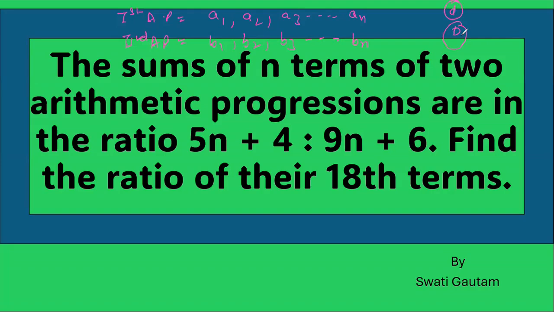Now what is given? The sum of the n terms. So they are talking about the n terms. The last terms are an and bn for the two APs. Now next they are talking about the sums. So whenever we are talking about the sum of an AP, we have the general formula, that is Sn is equal to n by 2 times 2a plus n minus 1 times d, right? So let's discuss, everyone. Their sum ratio is given.